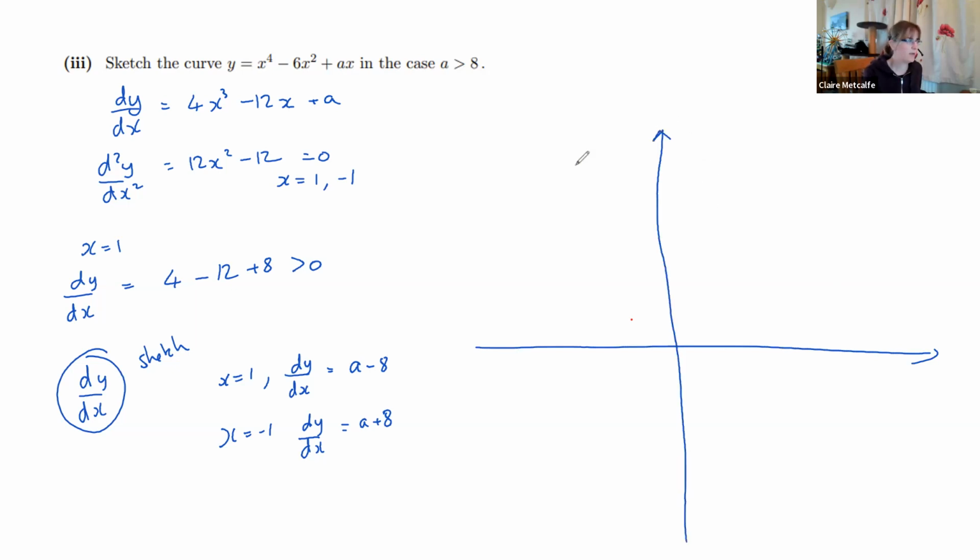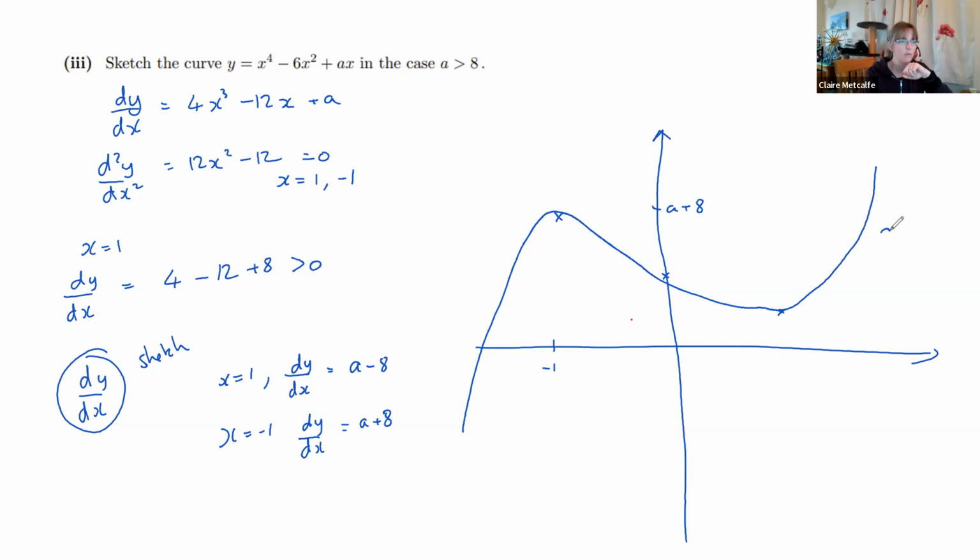Okay, so thinking about my dy by dx gradient, this is a cubic. We know that when x equals 1, dy by dx is a minus 8. When x equals minus 1, dy by dx is a plus 8. So we're going to get a gradient which is minus 1, a plus 8, goes to a minus 8. But because a is bigger than 8, my gradient is always positive. So that's my dy by dx graph.